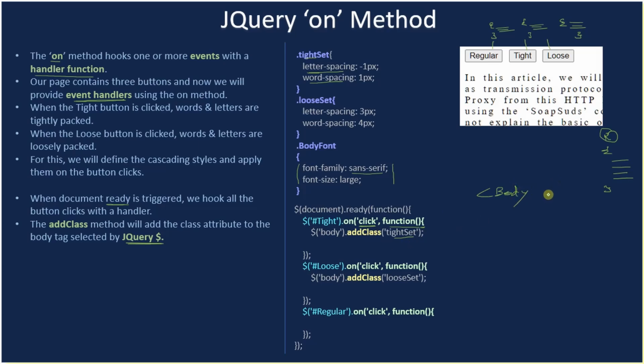Once you make a call to addClass, this will add a class attribute, and it will say tightSet. Then the CSS rule will be applied for the entire document. So the body contains multiple paragraphs, and for all the paragraphs, the tightSet text tracking will be applied.